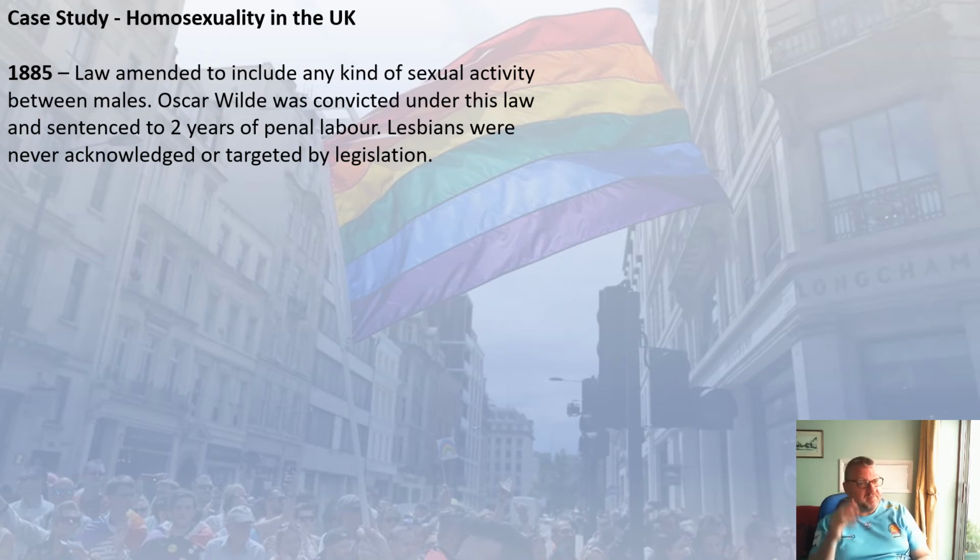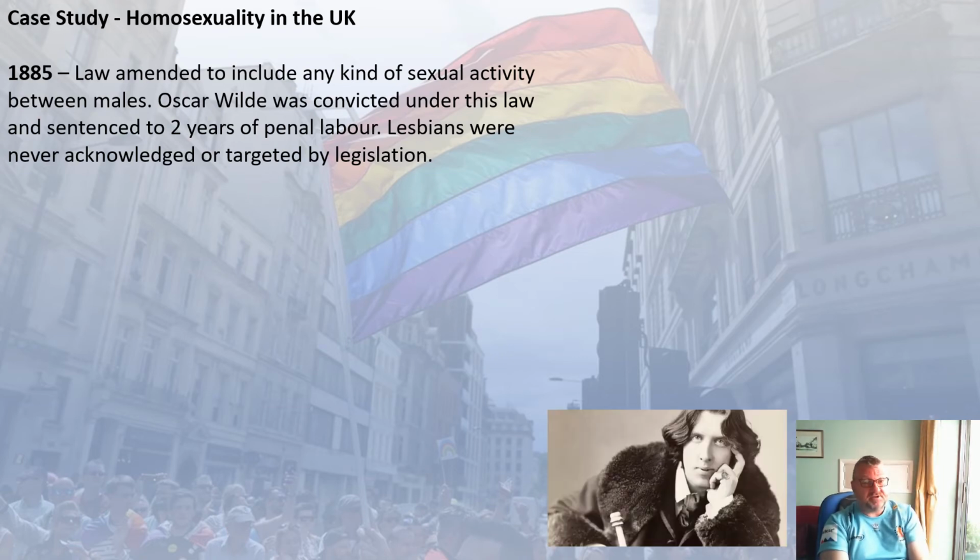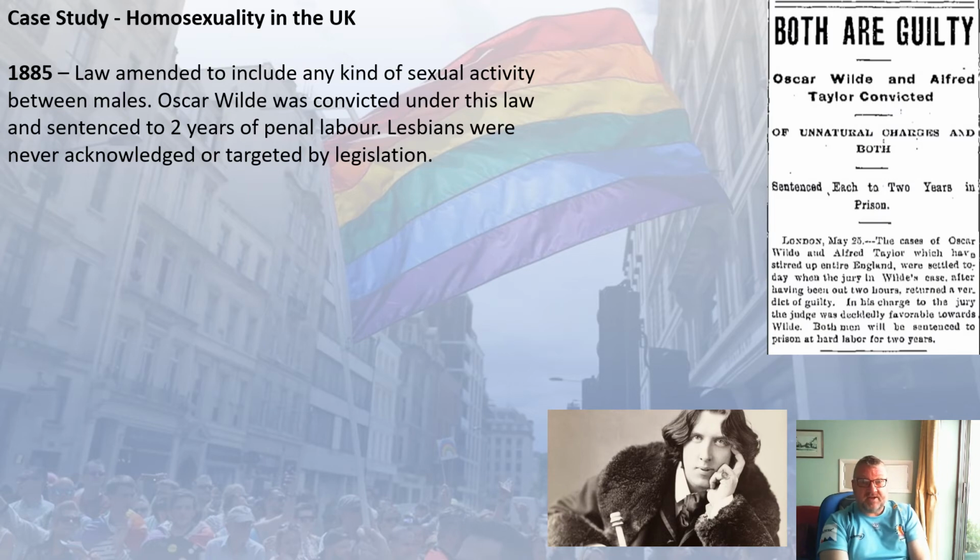And the very famous case of Oscar Wilde was convicted under that law, sentenced to 2 years of penal labour in Reading Jail. Penal means hard labour. And of course, irony is, lesbians were never acknowledged or targeted by legislation. So being a lesbian has never been illegal in this country. So there's old Oscar Wilde, 2 years. And there is the clip from the newspaper for when he was sent down to hard labour for 2 years.